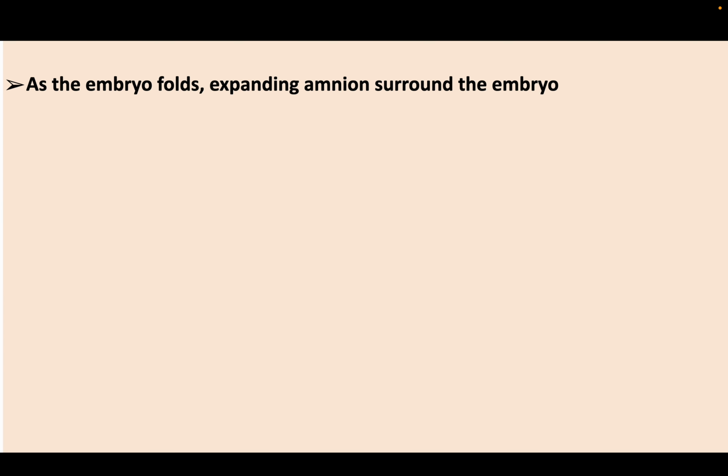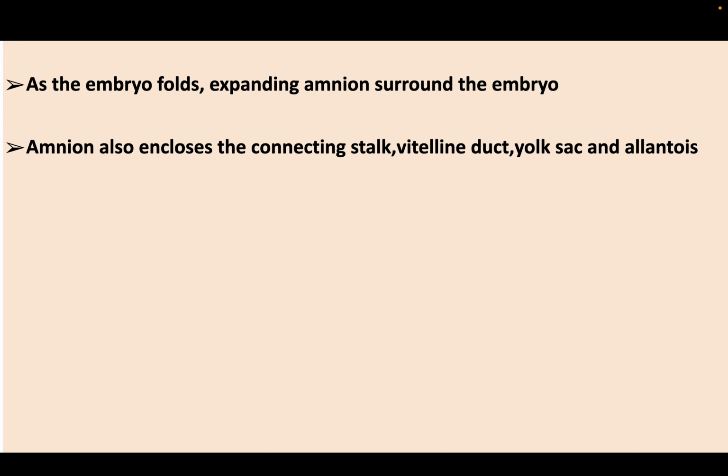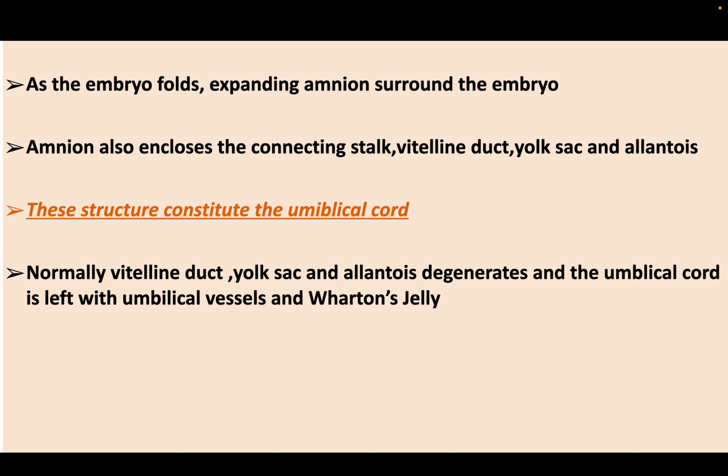As the embryo folds, the expanding amnion surrounds the embryo. Amnion also encloses the connecting stalk, vitelline duct, yolk sac, and allantois. These structures constitute the umbilical cord. Normally, the vitelline duct, yolk sac, and allantois degenerate, and the umbilical cord is left with umbilical vessels and Wharton's jelly.